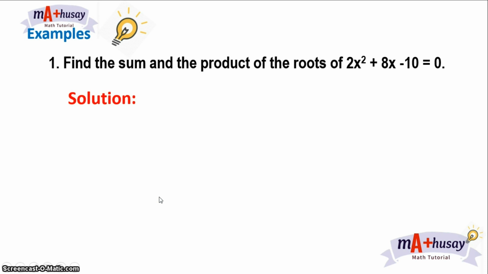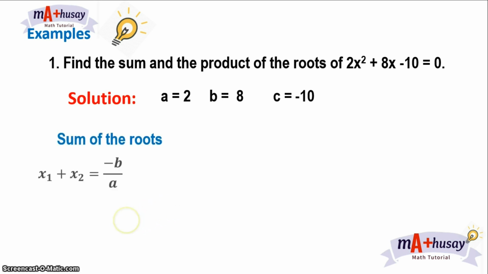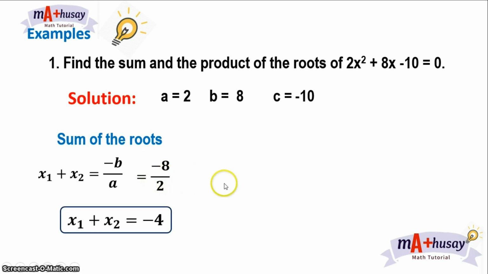Now, take note, we have to find the values of a, b, and c, since we will be using these coefficients to find the sum and the products of the roots. So, for the sum of the roots, alam natin na ang sum of the roots can be taken by this formula, negative b over a. So, substituting the values of b and a, we have negative 8 all over 2. Now, we can simplify negative 8 divided by 2 as negative 4.